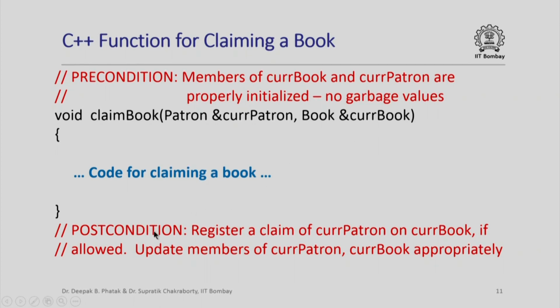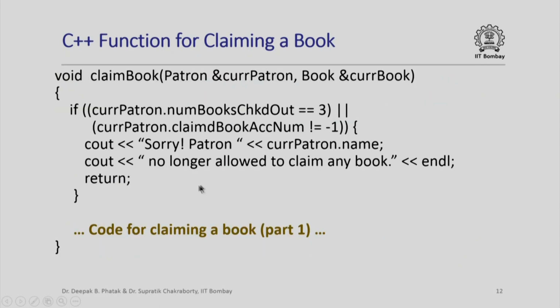And what is the post condition? We would like to ensure that a claim of current patron on current book would be registered if it is allowed. There are several conditions as we have just seen, and if those conditions allow us to register a claim of current patron on current book, we would like that claim to be registered, and we would have to update the members of current patron and current book appropriately. So, how does the code for claim book look like?